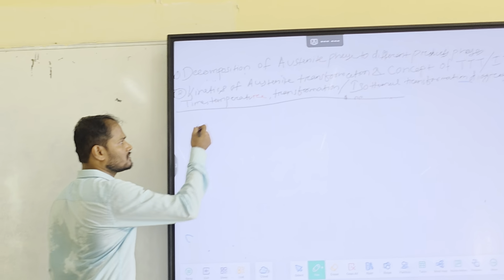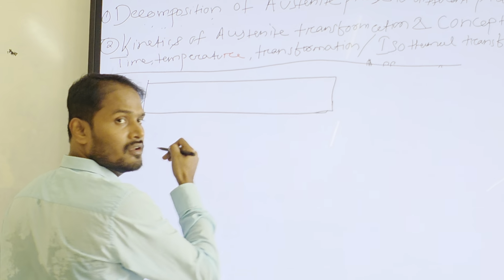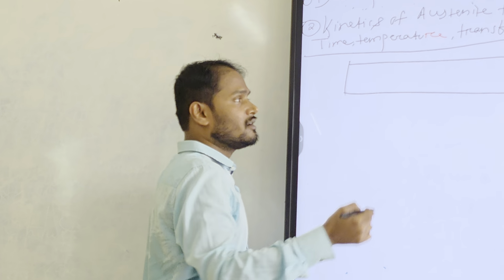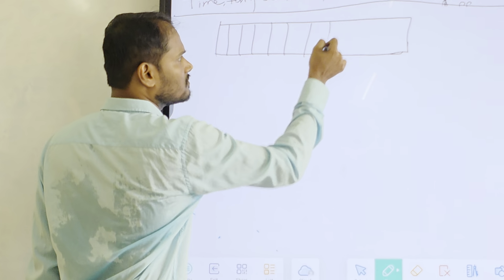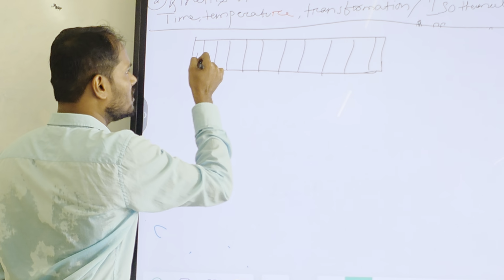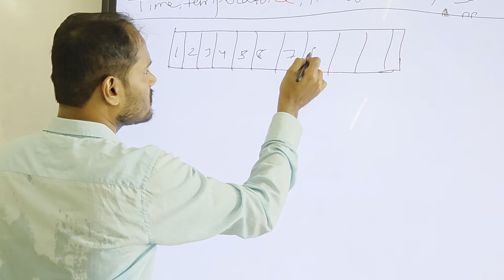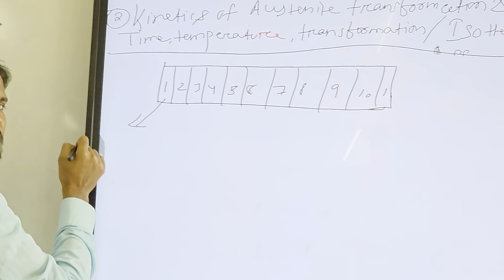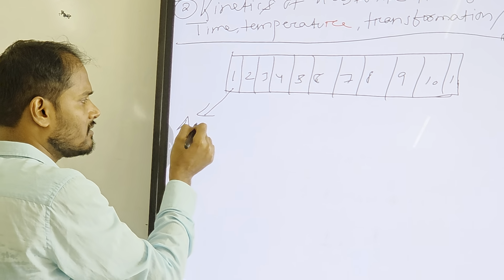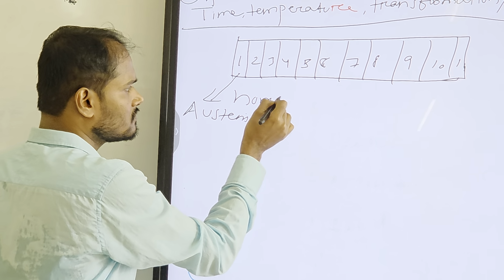Just imagine a situation. You have a big piece of steel first. This is a very big piece of steel. You want to do an experiment. What can you do? You cut it into small pieces, very small pieces. This is one, this is two. Fine. You take one piece of steel, you make austenite, that is homogeneous austenite.